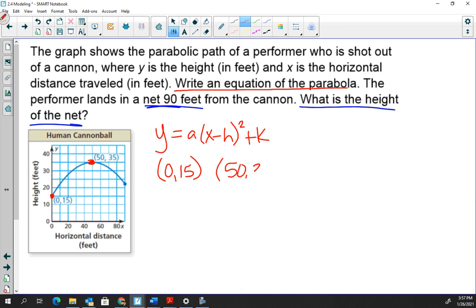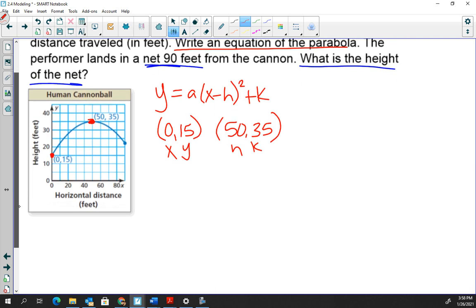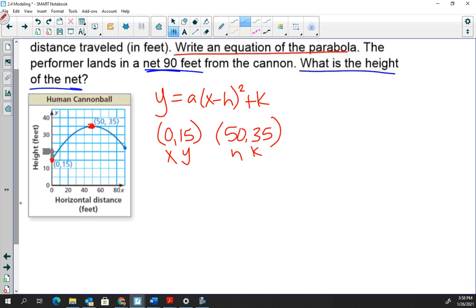I can just plug all these things in, right? The vertex is h and k, and this point is x and y. So I'm going to take all these pieces, plug them into the equation, just like we did in class this week. Okay, so here's what it's going to look like. Y is 15. Don't know what a is. X is 0 minus h, which is 50, squared, plus k, which is 35.